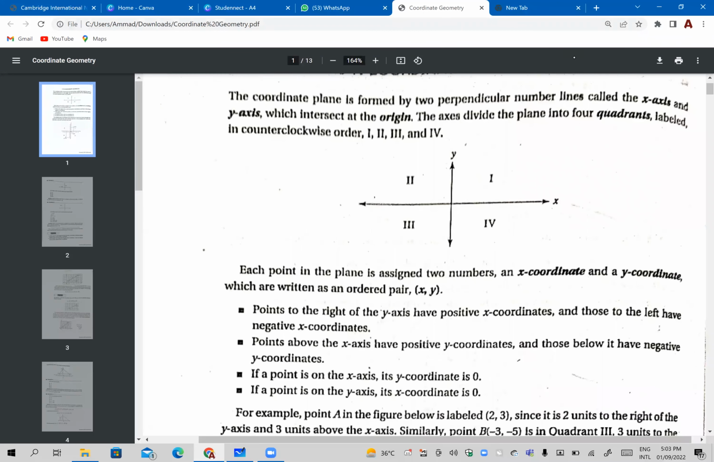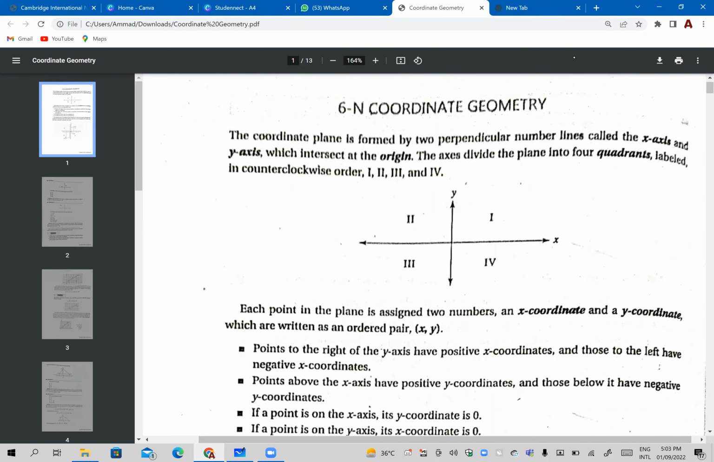So we're starting off with coordinate geometry today. Coordinate geometry is all about the geometry on the grid, on the x-axis, the y-axis. So basically, let's start off from the basics. You divide a graph, a grid, a coordinate plane in these four quadrants, 1, 2, 3, and 4, alongside the x and the y-axis.